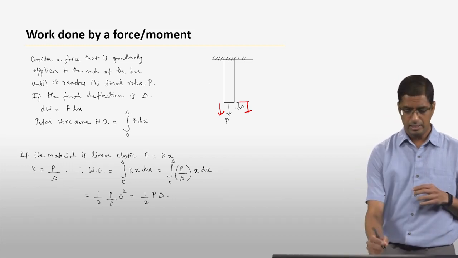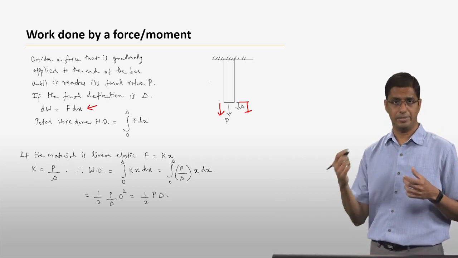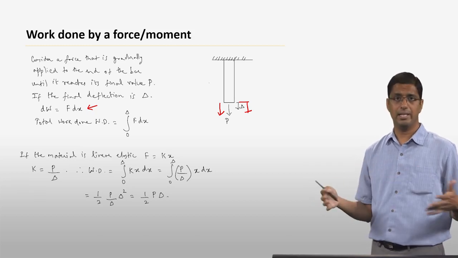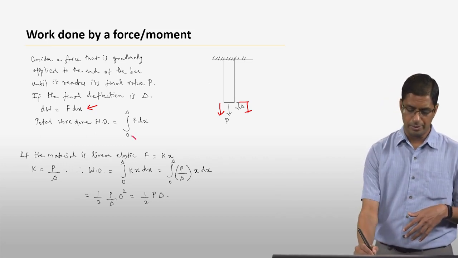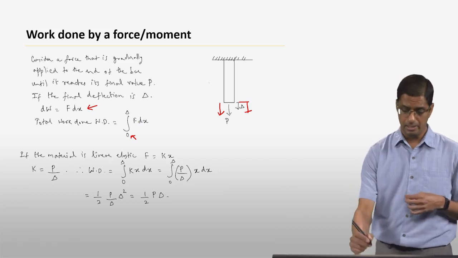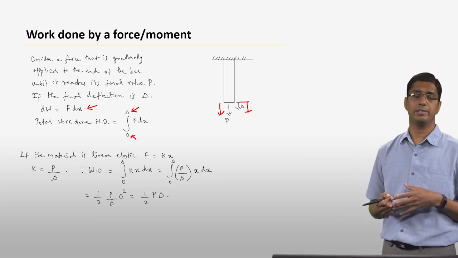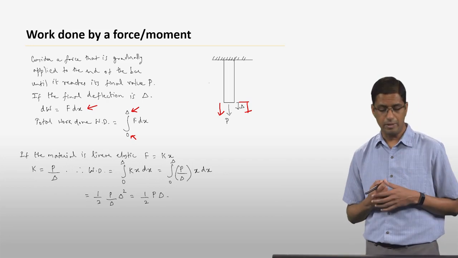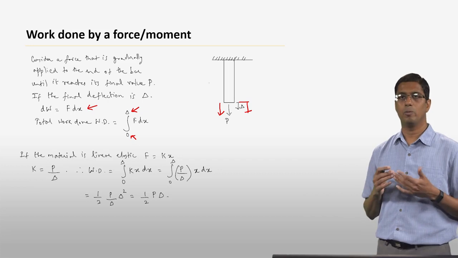Okay, we know that an infinitesimal work done, dW, is F times dx. Okay, now if you want to calculate the total work done, what you have to do is essentially integrate this expression from 0, which is the initial deflection or initial displacement, to the final displacement, which is delta. So essentially, the work done by this force is going to be the integral from 0 to delta of F times dx.